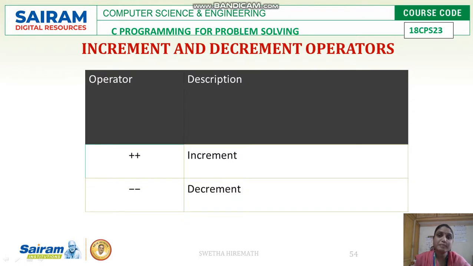So what is the difference between pre and post? Pre-increment or pre-decrement means first we increase or reduce the value by 1, depending on whether it is increment or decrement, and then we use that value. Post means first we use the value, and then we either increment or decrement the value of that particular variable.